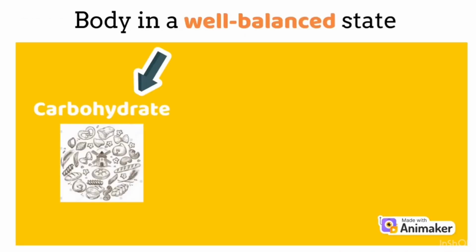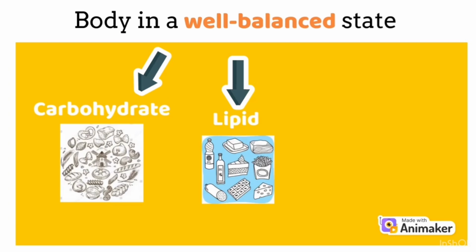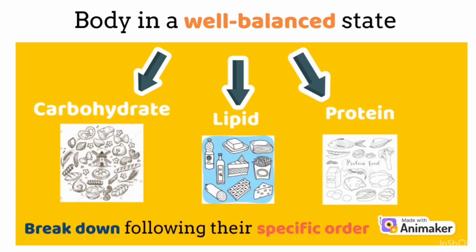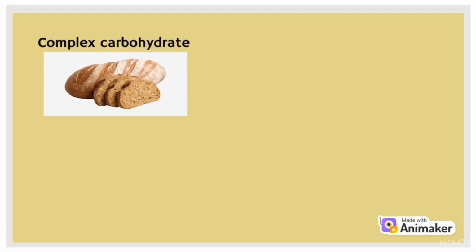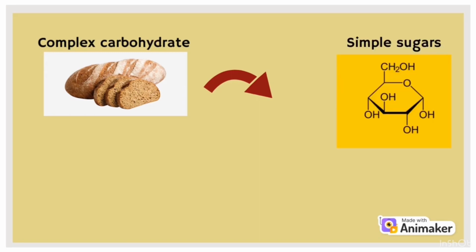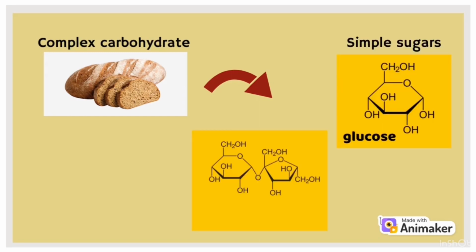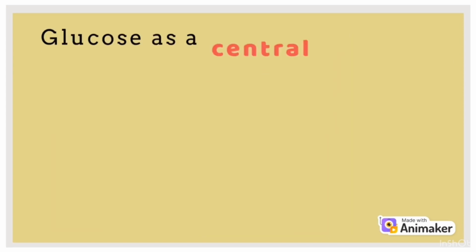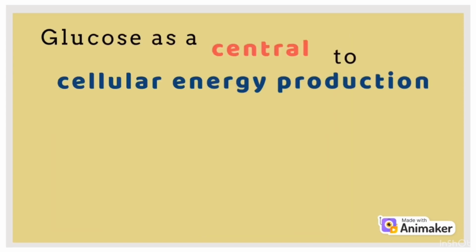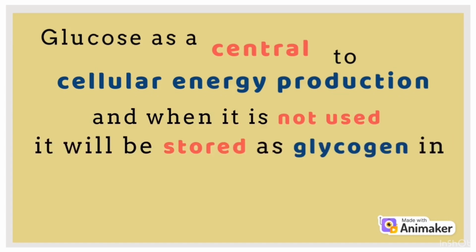the food that we eat, which consists of carbohydrate, lipid, and protein, will break down following their specific order. Carbohydrate metabolism. The complex carbohydrates are broken down into simple sugars like glucose, monomers such as sucrose and galactose. Glucose is central to cellular energy production, and when it is not used, it will be stored as glycogen in the liver and muscles.